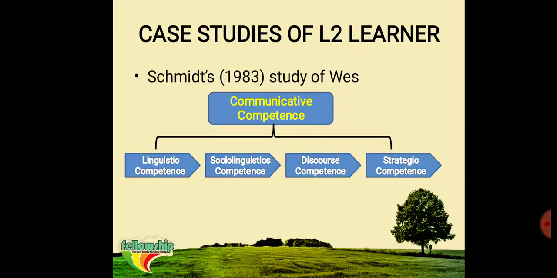And then the second, sociolinguistic competence, is the ability to use language in socially appropriate ways. And then discourse competence is the ability to participate in coherent and cohesive conversation. And then the strategic competence is the ability to deal with communication breakdown.